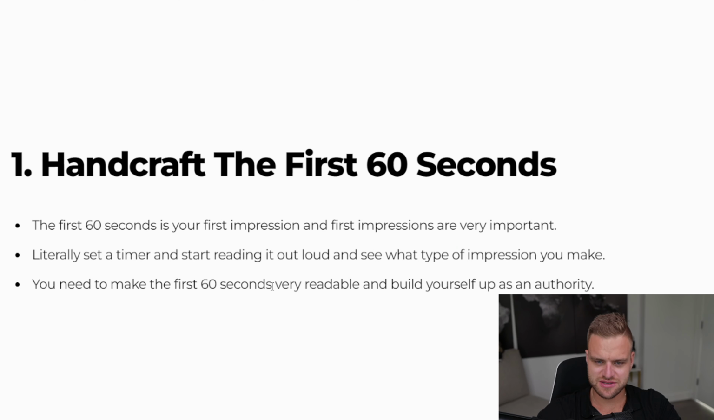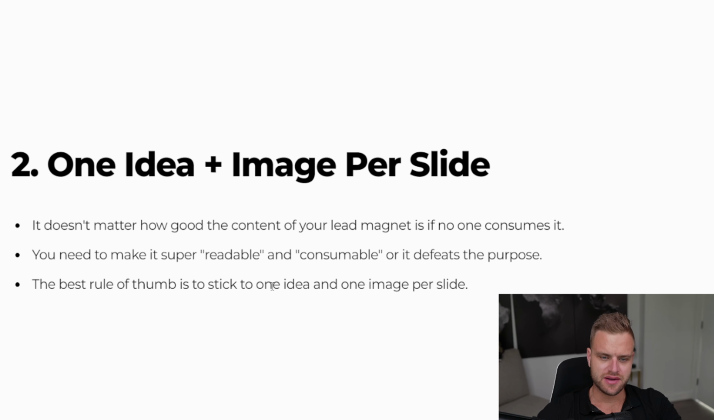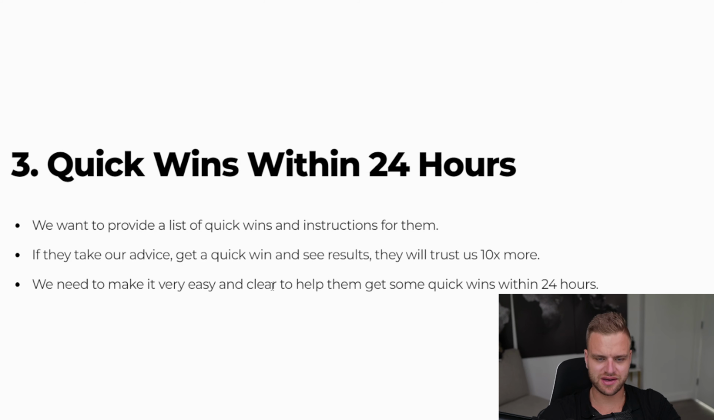So to summarize, the top 5 tips are to handcraft the first 60 seconds and make sure you look very powerful and have a very good first impression. Always keep one idea and one image per slide, or if you don't have slides, per headline. Don't make it all jumbled and convoluted. It's a great way to just lose engagement on your lead magnet.